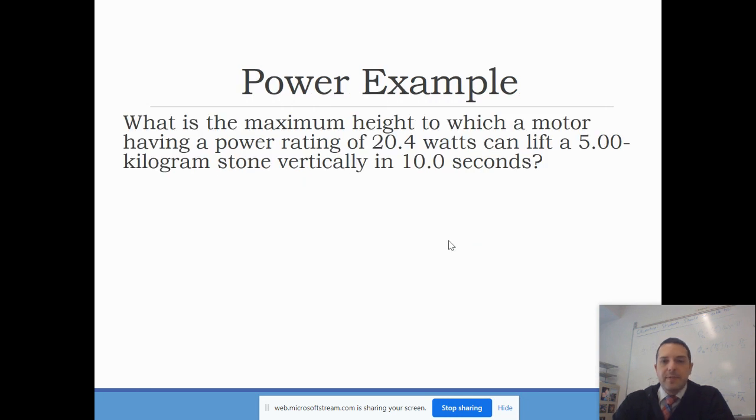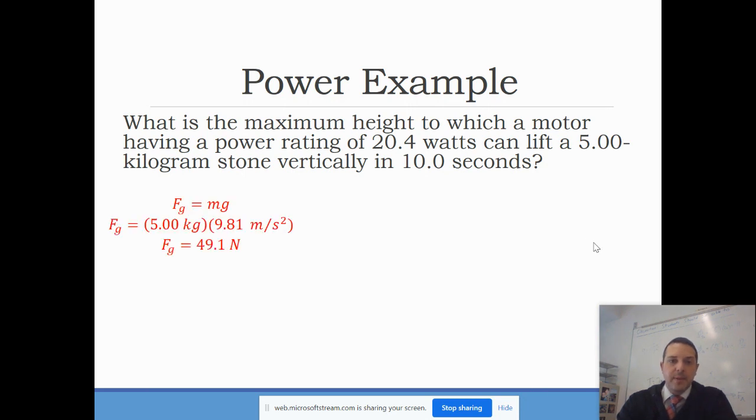So let's do an example of power. In this example, I want to know the maximum height a motor having a power rating of 20.4 watts can lift a 5 kilogram stone in 10 seconds. So we're going to be doing work vertically. The first thing I want to figure out is the weight of the stone. To do that, I'm going to use force of gravity is equal to mass times gravity, and I find that the weight of the stone is 49.1 newtons.